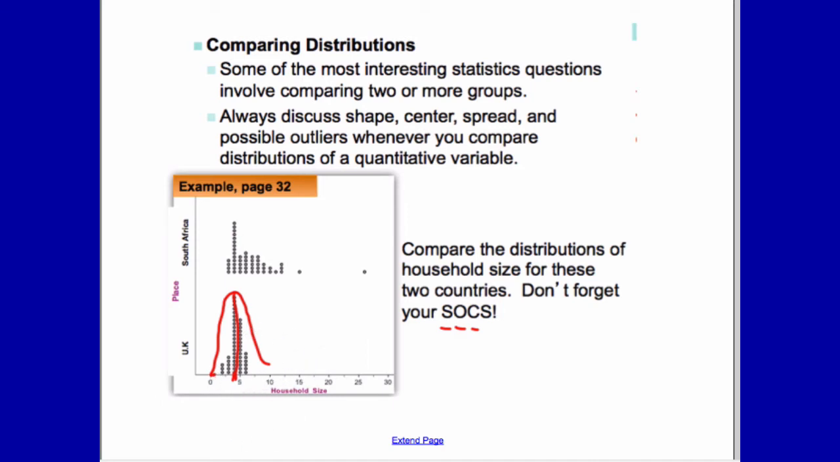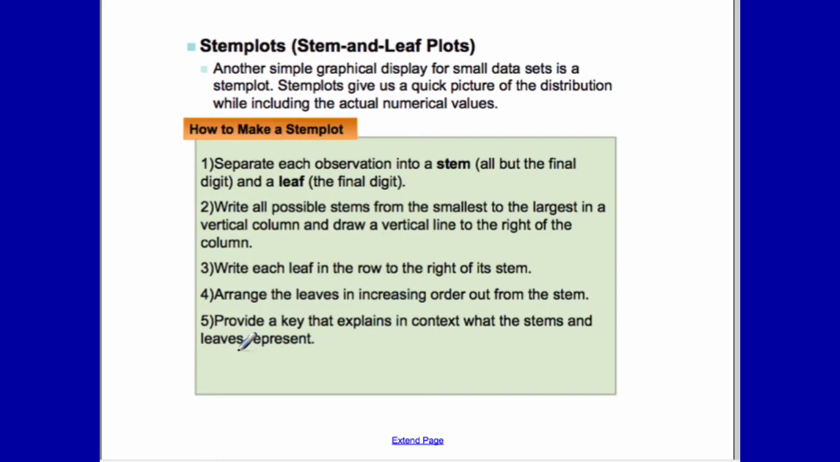And the spread is from maybe 2 to 6 would be our spread, whereas the spread here would be maybe 3 to 26. But you do want to compare South Africa versus UK. So I'd be more specific. I'd say the South Africa graph is skewed right, where the UK graph is approximately normal. The South Africa is centered around 6, and the UK graph is centered around approximately 4. And you'd continue on that direction, being a little bit specific as to which country.